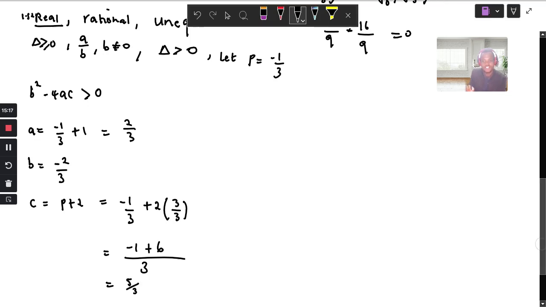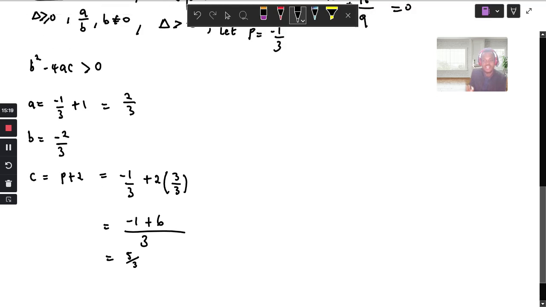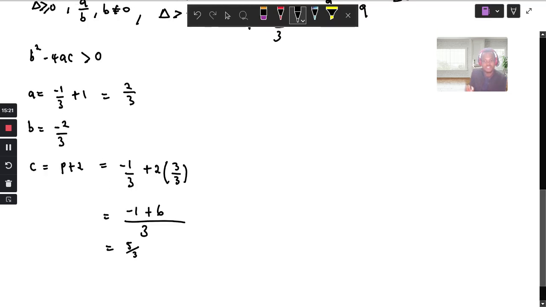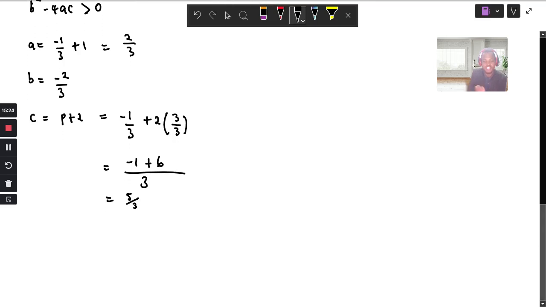So let me check whether, if I try to find the determinant for these values, I am getting something that is greater than or something that is less than 0. So it's b squared minus 4ac. My b is minus 2 over 3, squaring it, minus 4 times what is a? A is 2 over 3. What is c? C is 5 over 3.